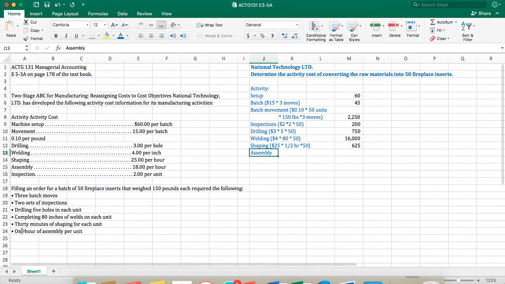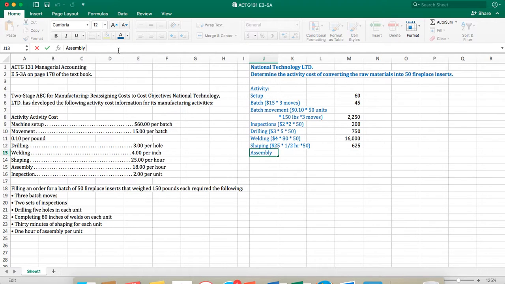Last piece is the assembly. And 1 hour of assembly per unit. And each hour of assembly costs $18. So here we go. $18 multiplied by 1, because there's only 1 hour of assembly, multiplied by 50 units. $18 times 1 times 50 units.